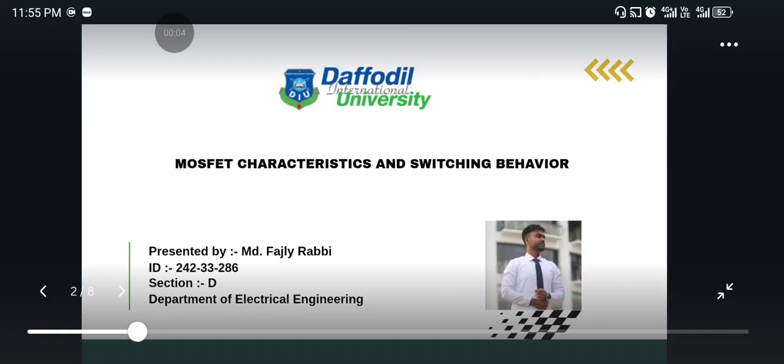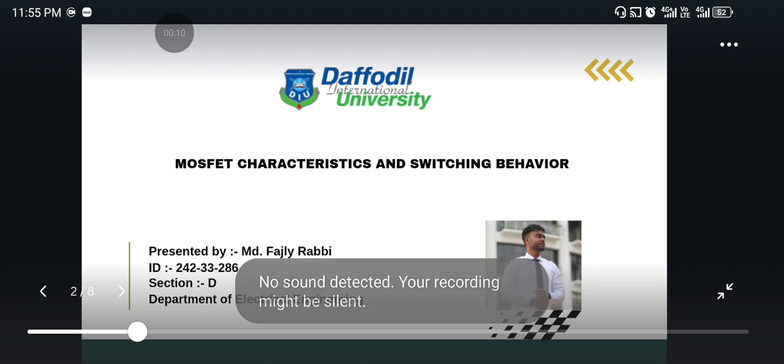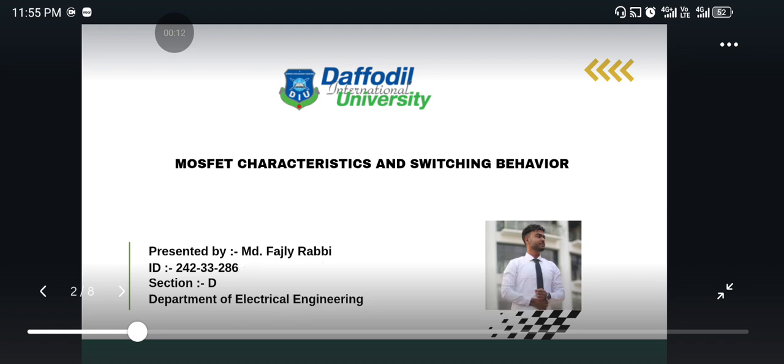Hello, myself MD Foderabi. Today I will present on MOSFET characteristics and switching behavior, which is one of the most important topics in power electronics and modern semiconductor technology. Understanding MOSFET operation helps us design efficient circuits, especially for switching, amplification, and digital logic.